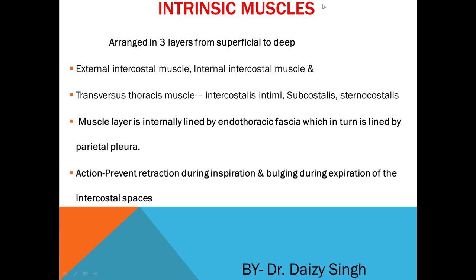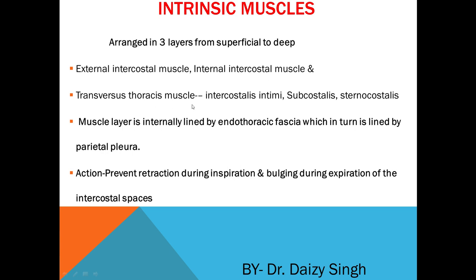Now what about the intrinsic muscles? Intrinsic muscles are arranged in 3 layers from superficial to deep. The superficial muscle is the external intercostal muscle, below that is the internal intercostal muscle, and then we have the transversus thoracis muscle. So 3 layers: external intercostal, internal intercostal, and transversus thoracis. The transversus thoracis is constituted by 3 types of muscles: innermost intercostals (intercostalis intimi), subcostalis, and sternocostalis.